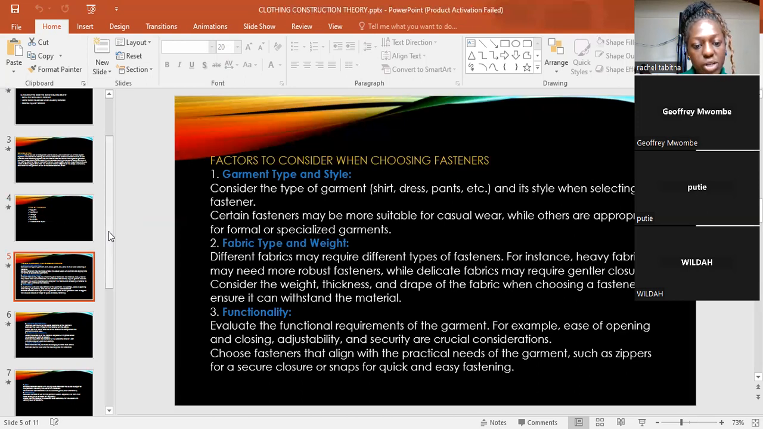Then when we go to functionality, evaluate the functionality requirements of the garment. For example, ease of opening and closing, adjustability, and security are crucial considerations. Then we will talk about more points. Purity, can you hear me?